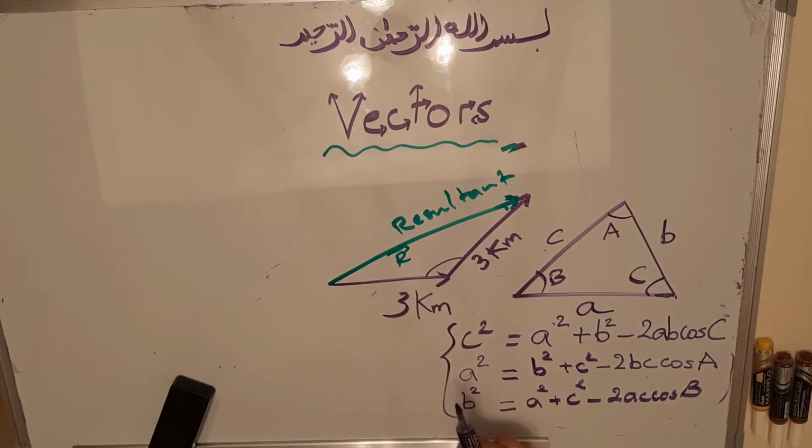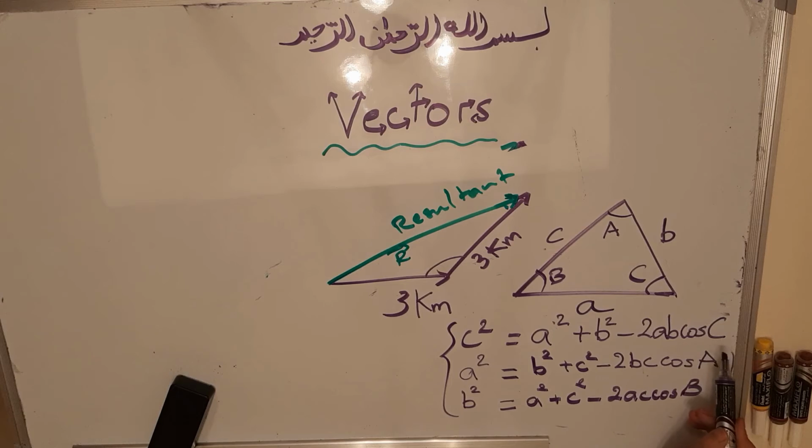Let's see if we have a right triangle, then cosine C is going to be cosine 90 degrees. What's cosine 90 degrees? It's going to be 0. Those of you who don't know it, just go to your calculator and write cosine 90 degrees.